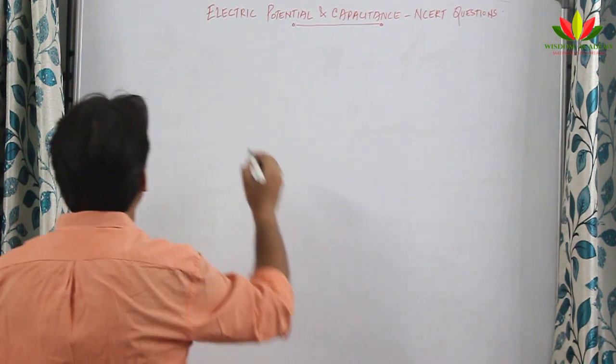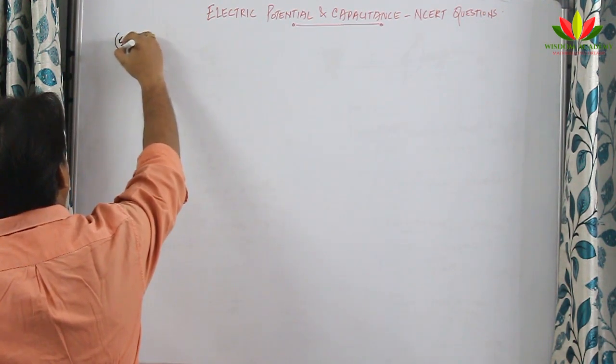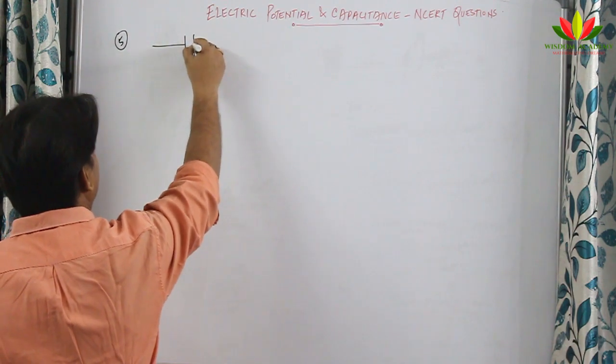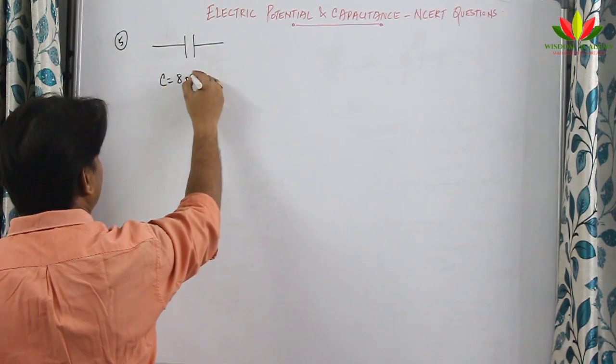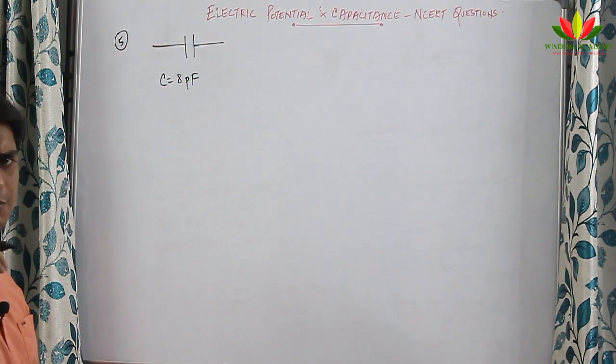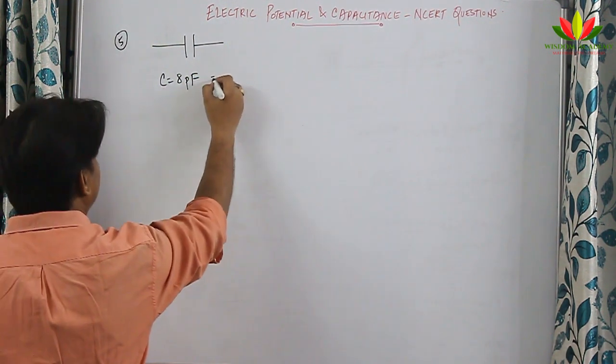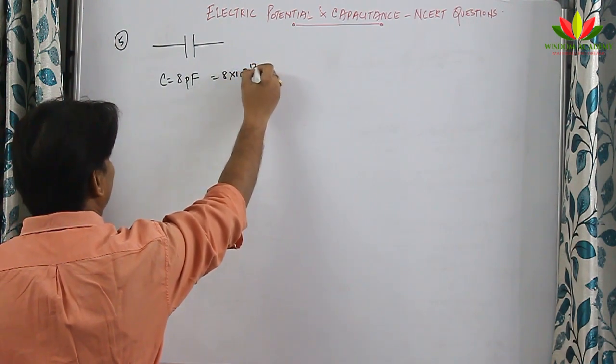So they have told there is a parallel plate capacitor, and for this parallel plate capacitor they have told that the capacitance value is 8 picofarad. I hope you know that 1 picofarad is 10 to the power minus 12 farad. This is 8 into 10 to the power minus 12 farad.